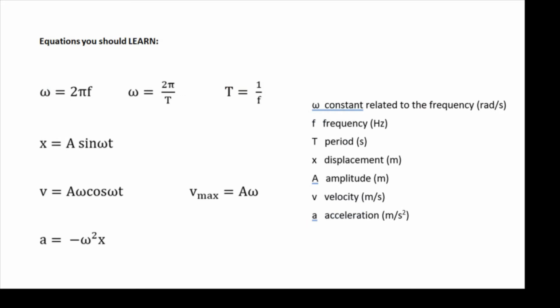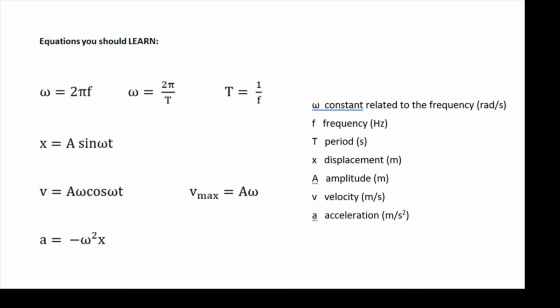Equations that you should learn, very, very similar to the circular motion equations. One thing I would say is that omega, I wouldn't call it the angular velocity. I would just say that it's a constant related to the frequency. Even though it's measured in radians per second, just remember that omega is 2 pi f. Don't think of it as angular velocity. It's a constant related to the frequency. And omega is 2 pi over T, T is 1 over f.